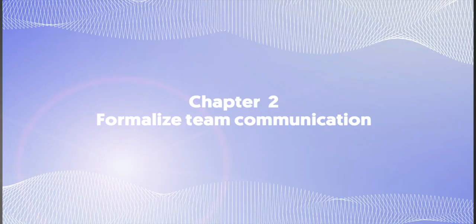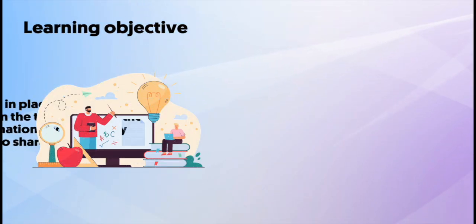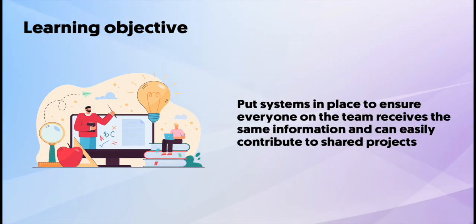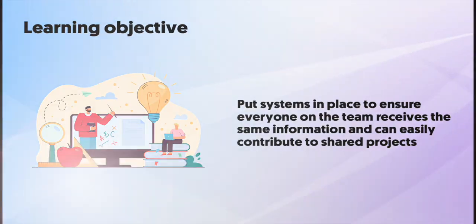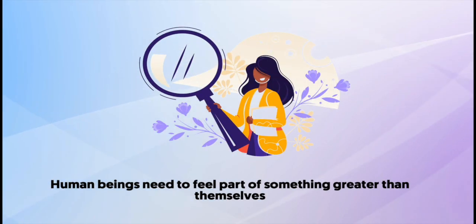Module 2. Formalise team communication. Learning objectives. Put systems in place to ensure everyone on the team receives the same information and can easily contribute to shared projects. Human beings need to feel part of something greater than themselves.